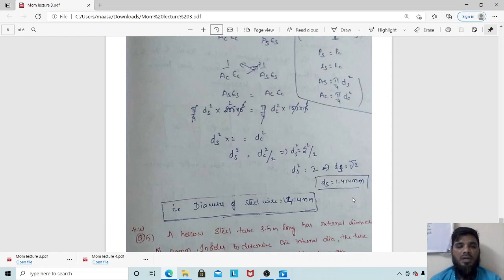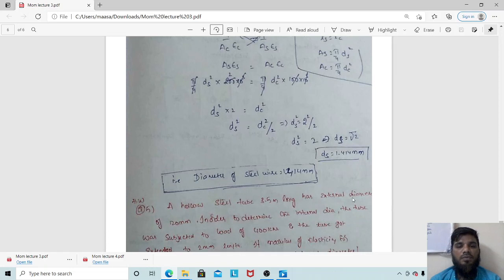That is, the diameter of steel wire will be equal to 1.414 mm. Diameter of copper was 2 mm. Now it is 1.414 mm.